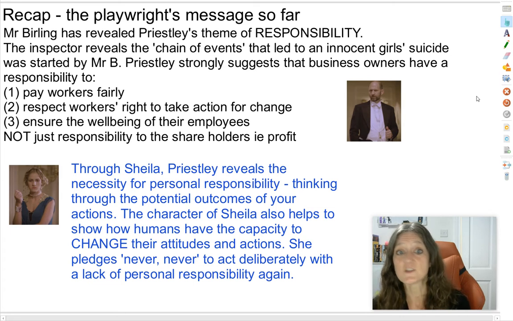The inspector reveals that the chain of events that led to an innocent girl's suicide was started by Mr. Birling. Priestley strongly suggests that business owners have a responsibility to, one, pay their workers fairly, two, respect the workers' rights to take action for change, so their right to strike and take industrial action, and three, ensure the well-being of their employees. So these are all implicit, so you have to infer that's what Priestley's message is, but I think that's what he's strongly trying to convey there.